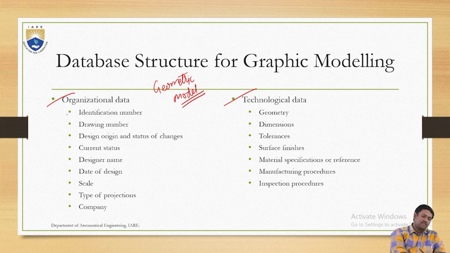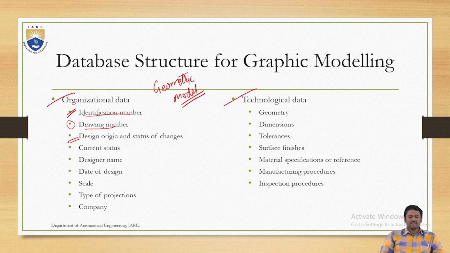In that, first will be your identification number. In an organization, there will be plenty of drawings available under that database. So, in order to identify a particular set of data, you will have a particular identification number. Next, drawing number. Drawing number suggests that whenever a 2D drawing has been made, a specified number for that particular sheet or part will be allotted. The same part can be identified further over a period of time by specifying an identification number as well as a drawing number. Next is your design origin.